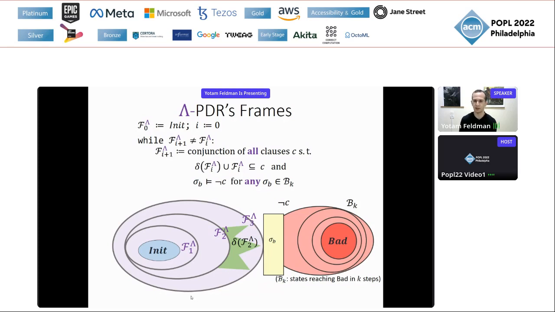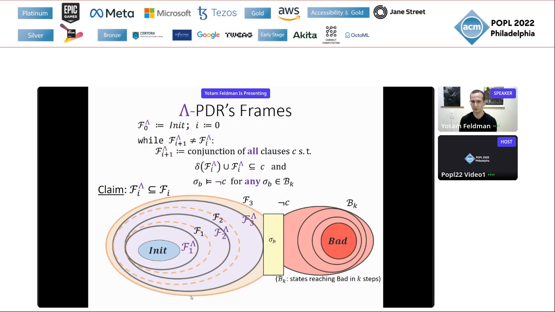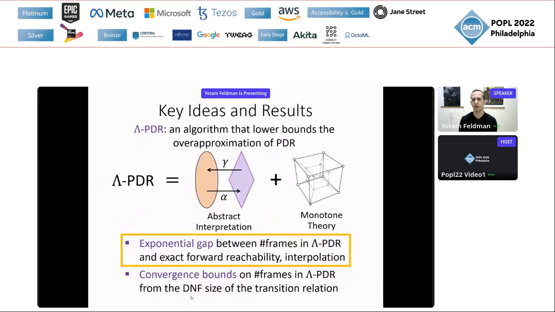This algorithm yields a different set of frames, but they can be related to the frames of standard PDR, because the frames of lambda PDR contain all the clauses that will be present in standard PDR's frames, maybe more clauses than that. So as sets of states, each frame of standard PDR contains the corresponding frame of lambda PDR. This means that if we can show that lambda PDR performs significant overapproximation, the same holds also for standard PDR, and each frame of PDR contains many states beyond those that are exactly reachable.